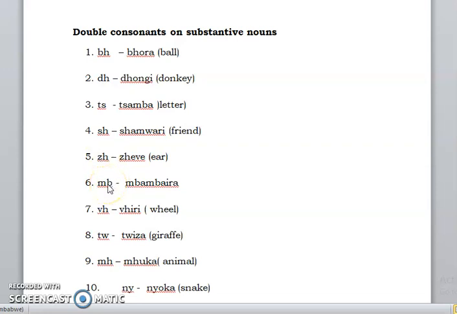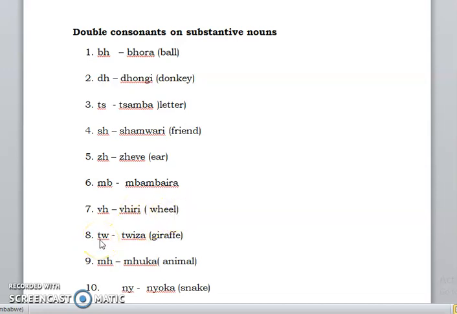Let's proceed. The next is Mb. Mb is a combination of M and B. An example of that noun is Mbambaira, which means sweet potato. The next example is Vh, combination of V and H. Vhiri is an example of a noun which starts with Vh, and it means wheel.